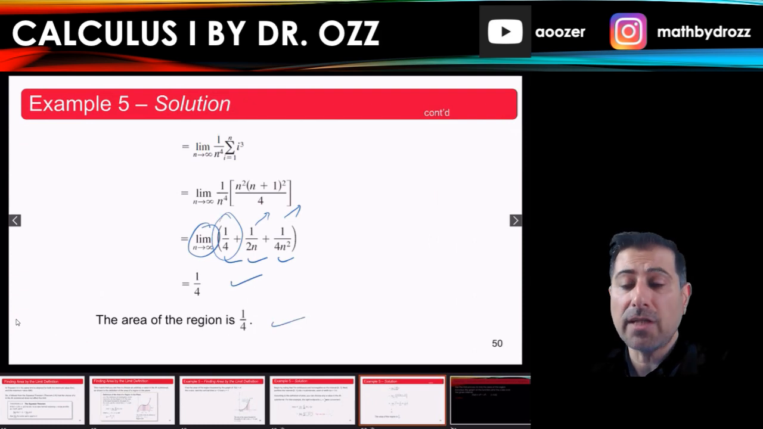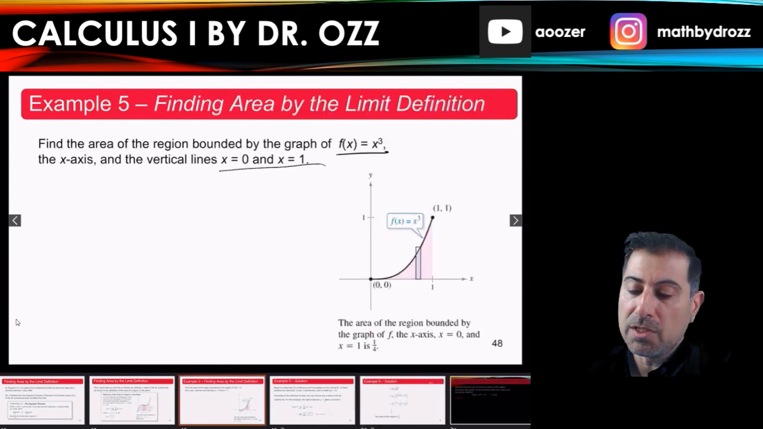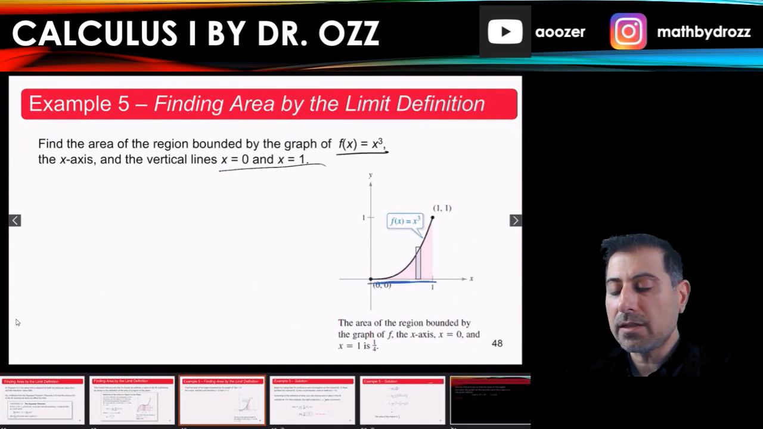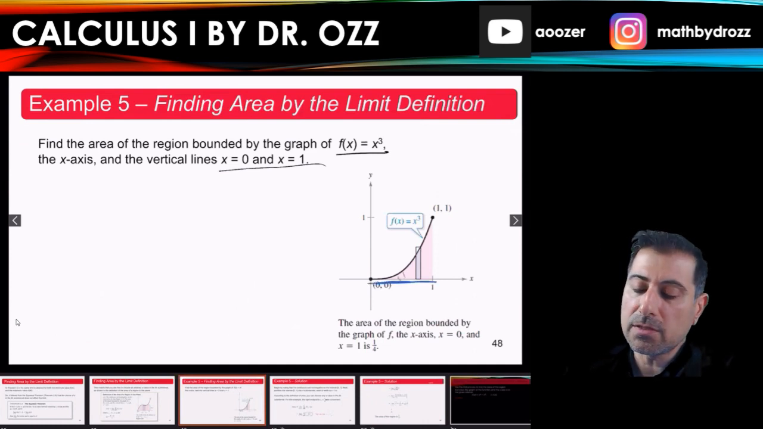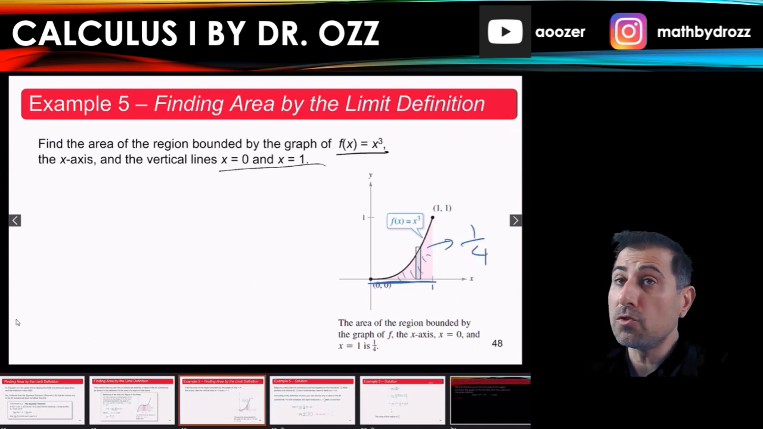So that's in fact the area between the curve y equals x cubed and the x-axis, stuck in between 0 and 1. So it's the area of the pink region to be exactly equal to, not approximately equal to, but exactly equal to 1 over 4.